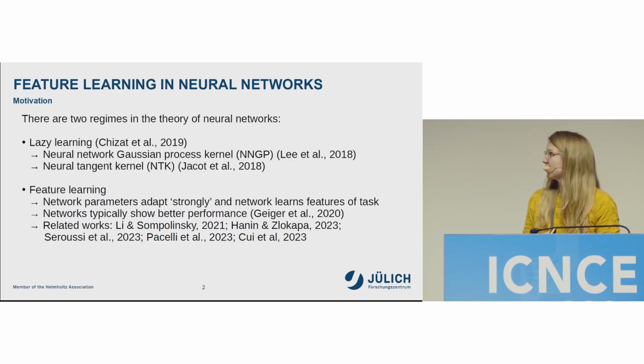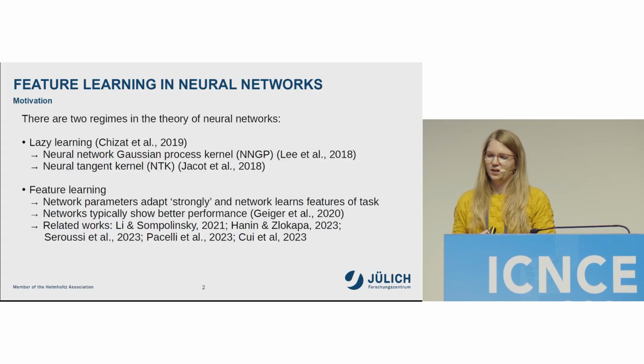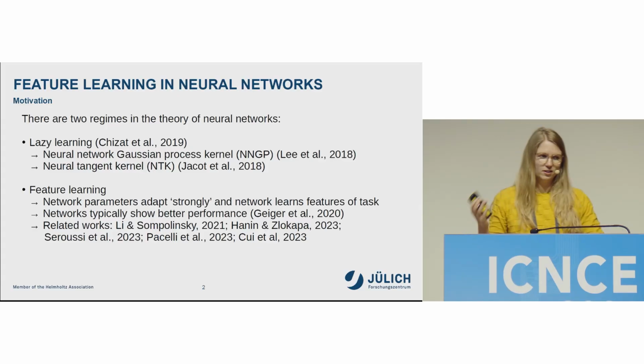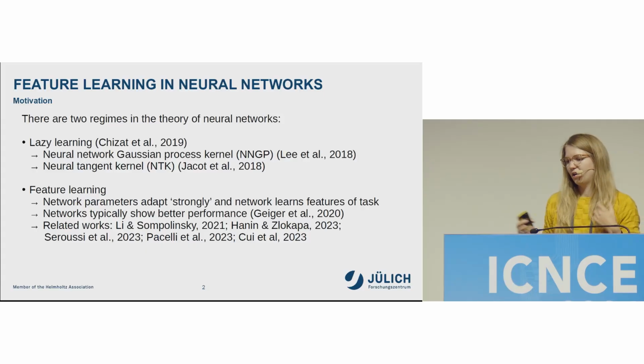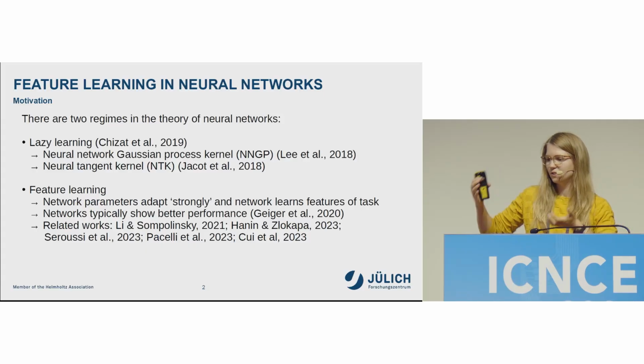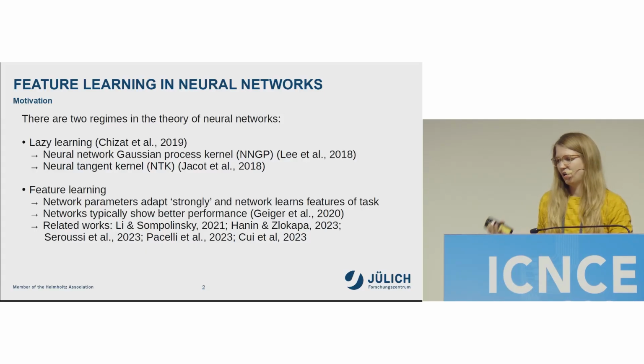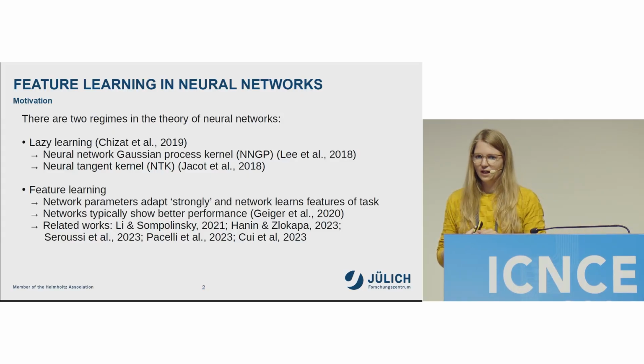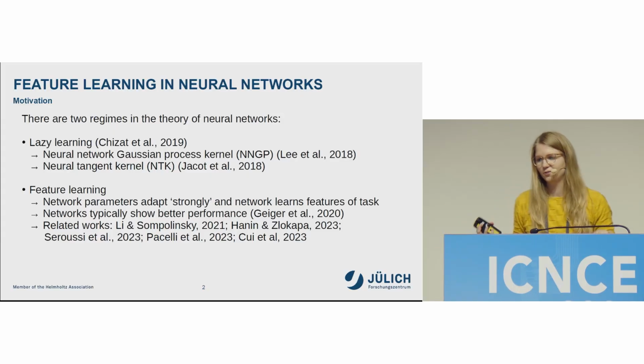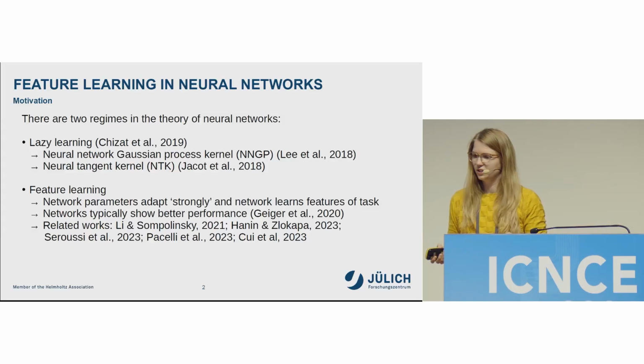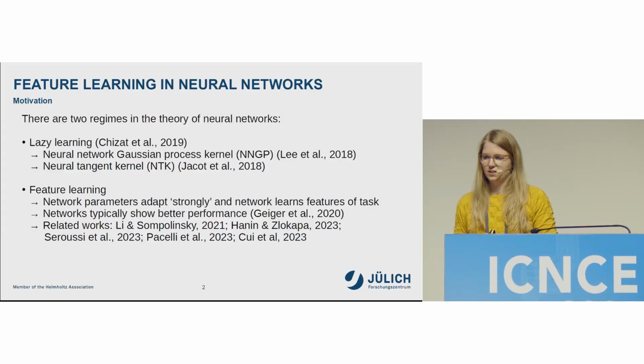And the other regime is the so-called feature learning regime, where now network parameters change strongly compared to their initial values, and therefore we expect the network to, in some sense, learn the features of the task that it's given. And one of the main differences between these two regimes is also that networks in this feature learning regime typically show better performance than in the lazy learning regime.